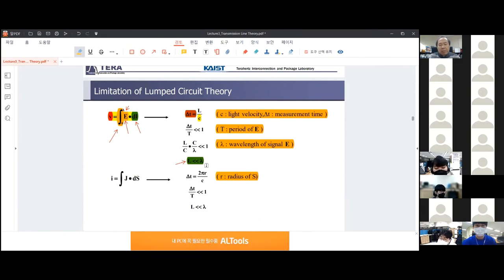If you want to apply the lumped circuit theory, this requirement has to be true. But what I'm saying is that it is no longer true in high frequency digital signals. So in some cases you can apply circuit theory, but in the majority of interconnections, you cannot. That is a very difficult part of transmission line theory. In some cases, if the interconnection is long, you have to apply the transmission line theory or the full Maxwell equations.